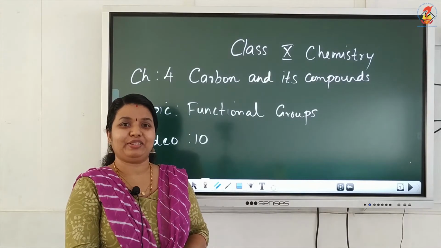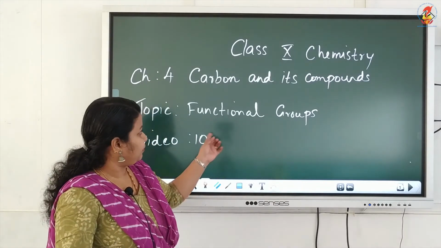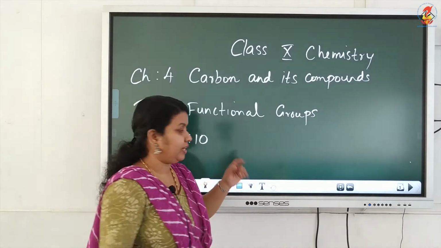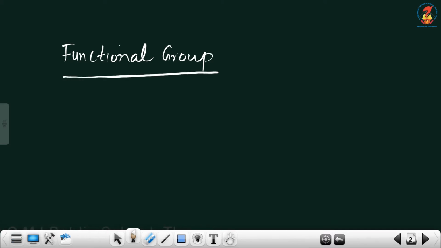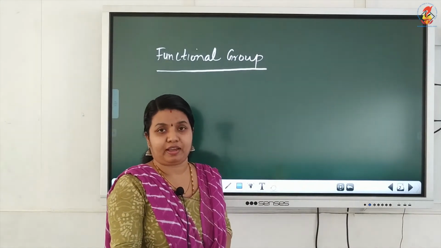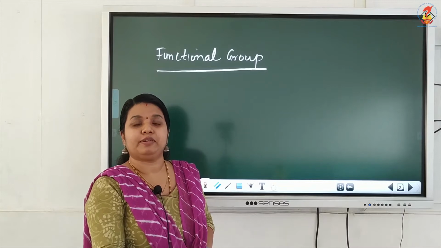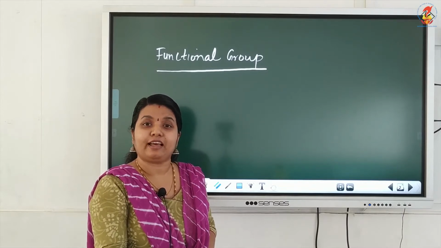Hi children, we continue with our fourth chapter, carbon and its compounds, and our topic for today is a very important topic, functional groups. So, in the beginning of the chapter, when we discussed the versatile nature of carbon, there was a topic called tetravalency. One of the reasons for the versatile nature of carbon is its tetravalency.